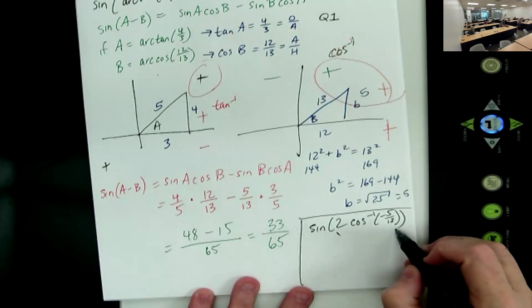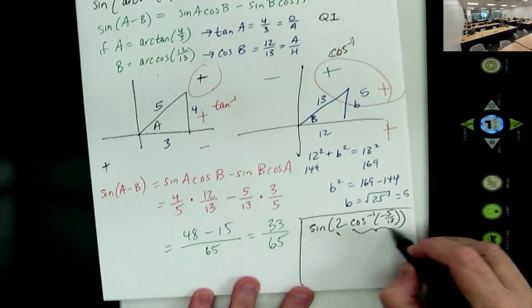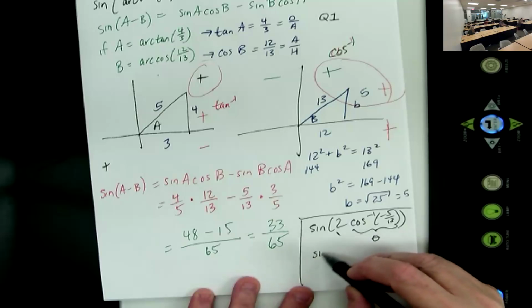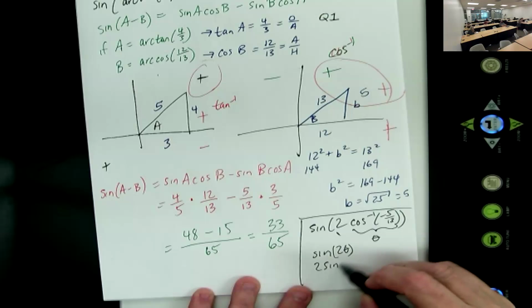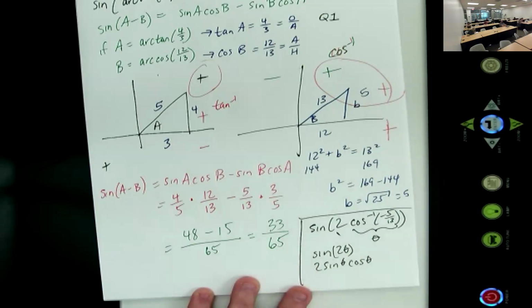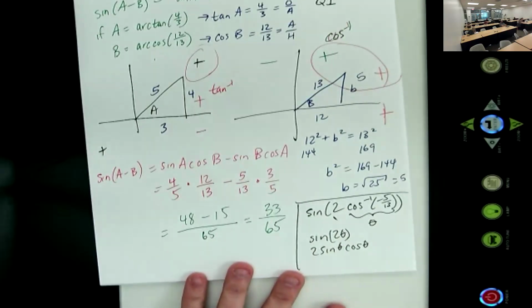Don't try to make this whole thing theta, just make that theta. This would be sine of 2 theta, which is 2 sine theta cosine theta, and you only got one triangle. But you gotta do the triangle thing again here. Go off of that.